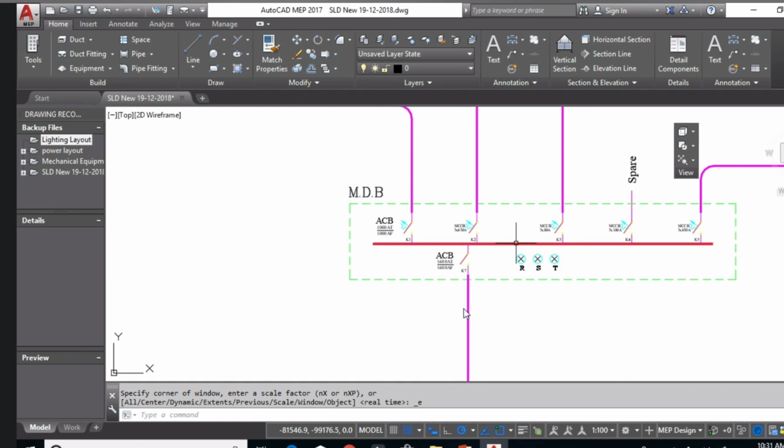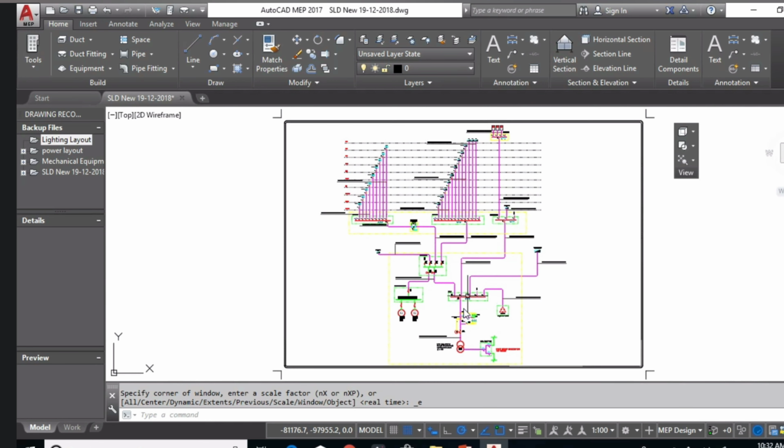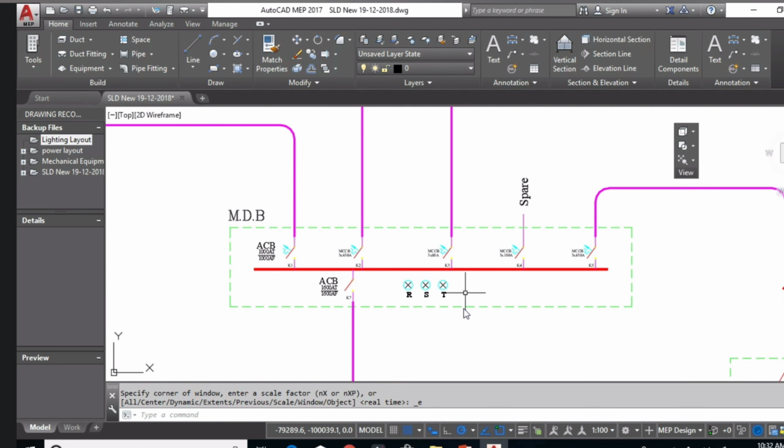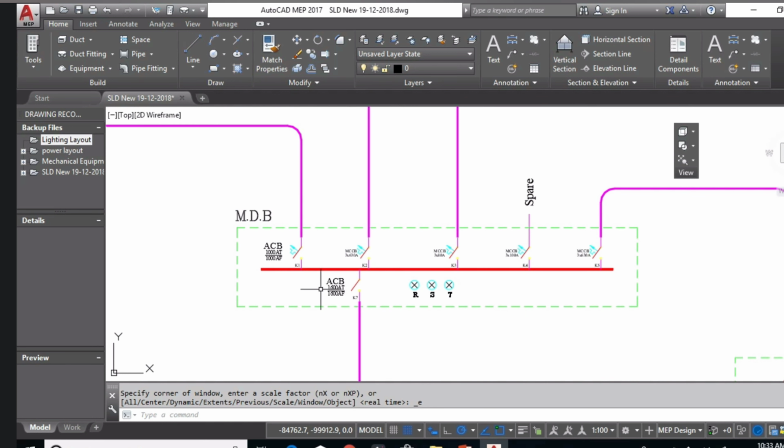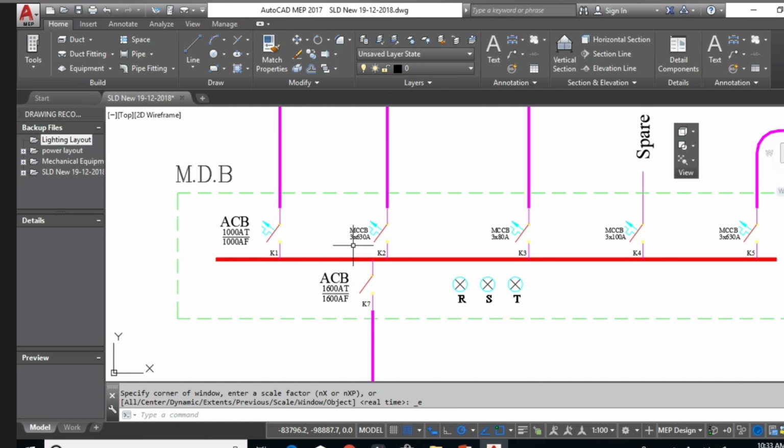And after that, this is the main DB, the main distribution panel. Here on the MDB the main breaker is 1600. I cannot adjust the MCCB because, as we talked about in the previous lecture, the range of the MCCB is up to 1000, and after that I will go to the air circuit breaker.